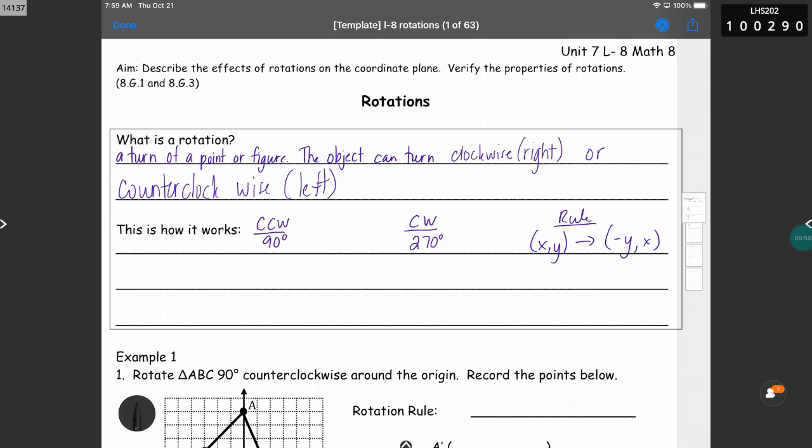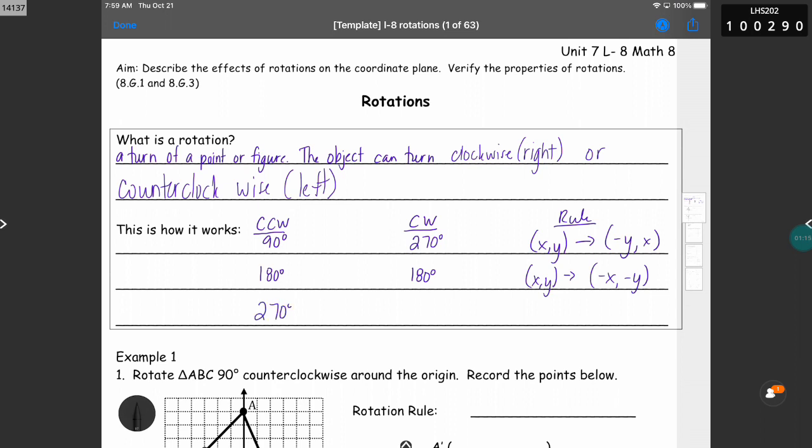Whether I turn 180 degrees counterclockwise or 180 degrees clockwise, it's the same thing. So that's X, Y, and that's going to be opposite X, opposite Y. Okay?